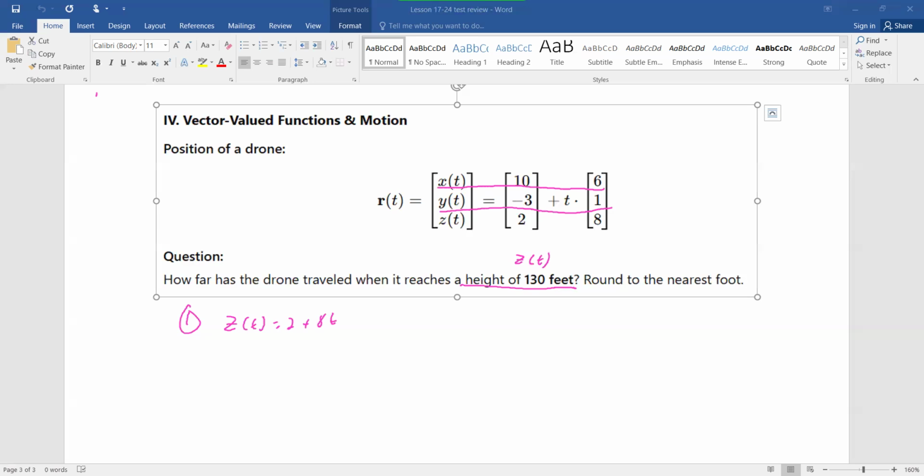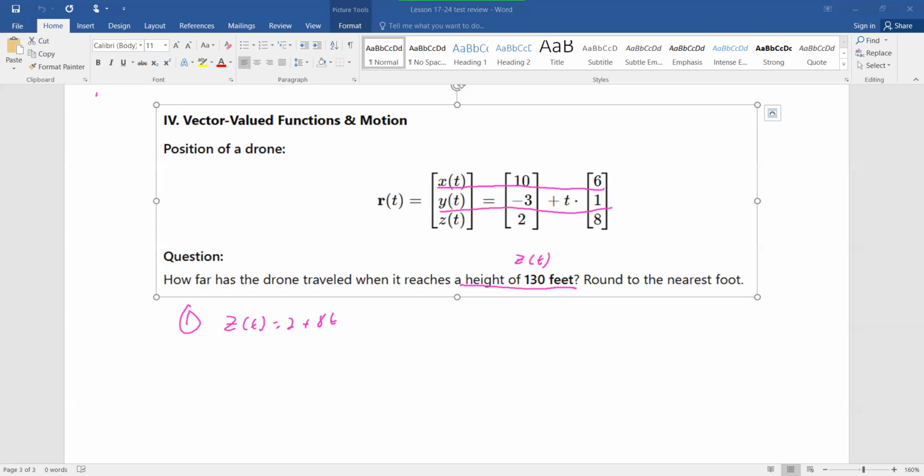Okay, so once I have that, I'm just going to simply replace the z of t with 130 and solve for my time. Once I know my time, then I can go back and substitute it in for either x or y to find out my location. Go ahead. Oh, because it's 2 plus t times 8. Now, granted, you could say t8, but it's grammatically correct to say number then letter. But you're not incorrect by saying t8 either.